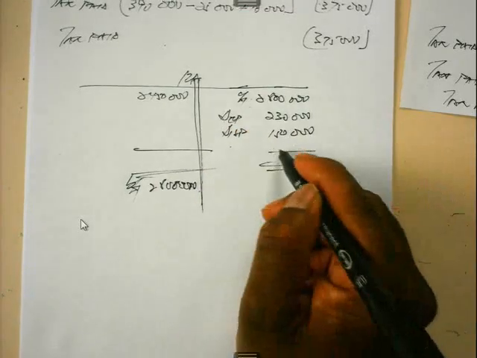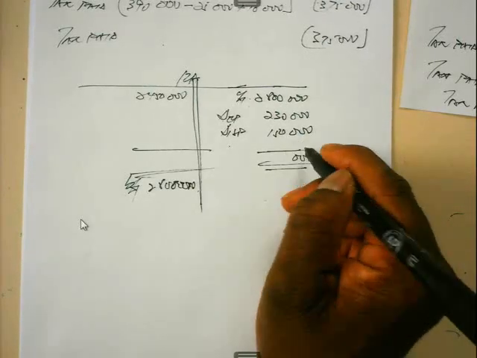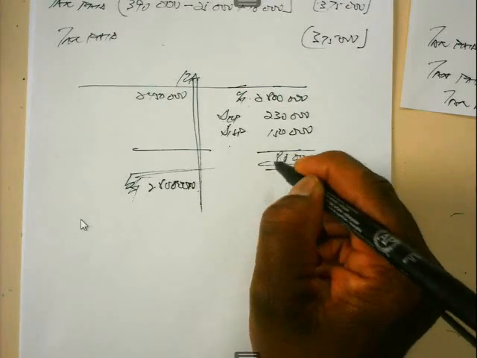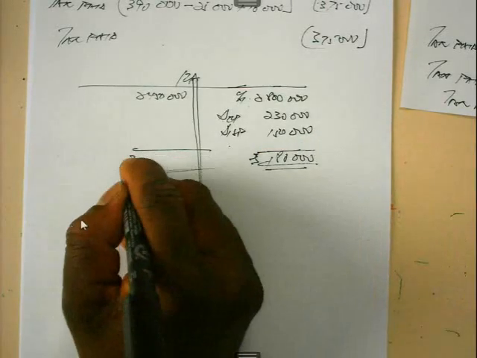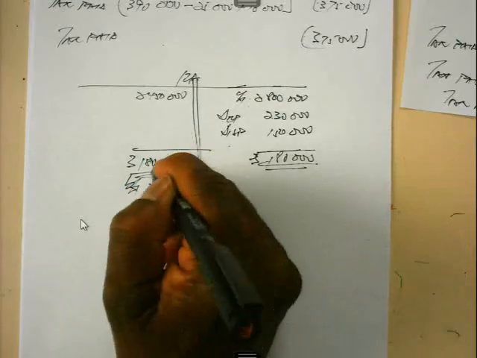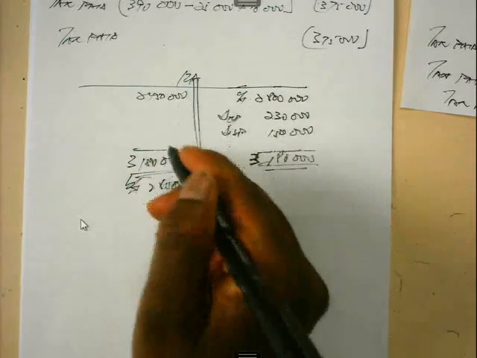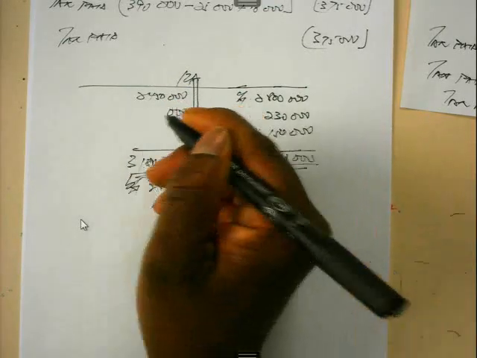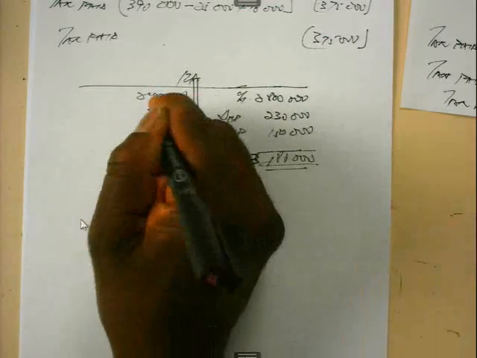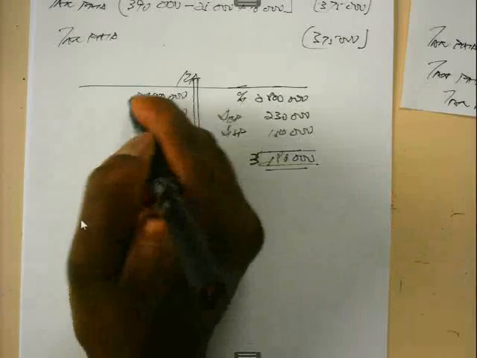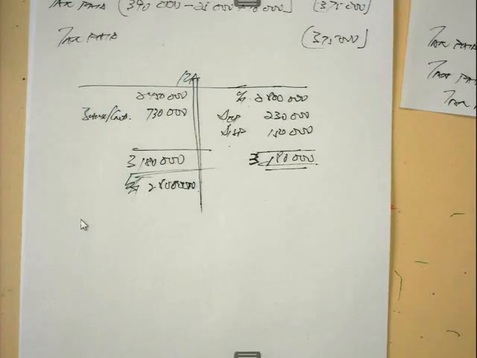Remember, I said details are really not necessary because you're required to calculate. Adding this together gives us 3,180,000. And the difference will be 730,000, and that will be purchases. Fixed assets purchased, bank or creditors control, 730.